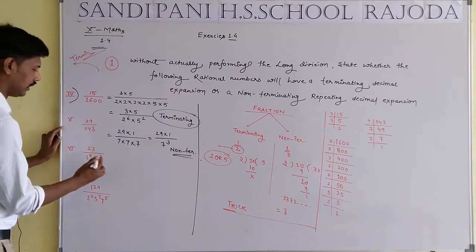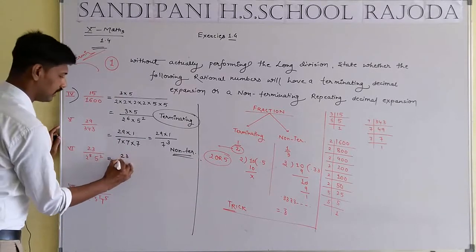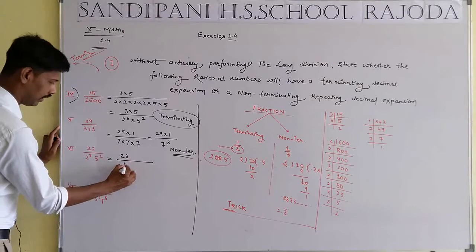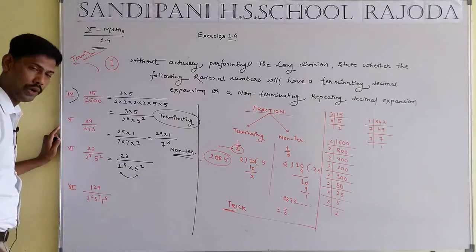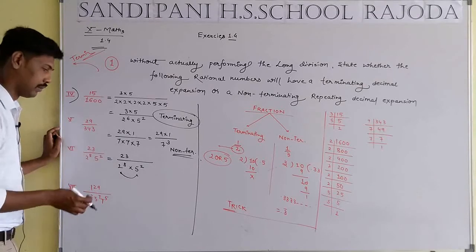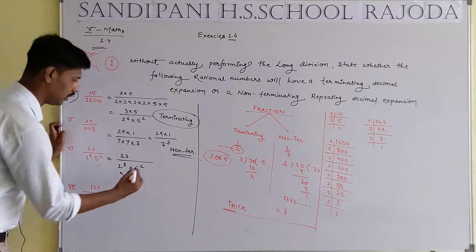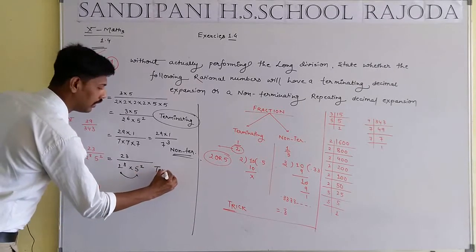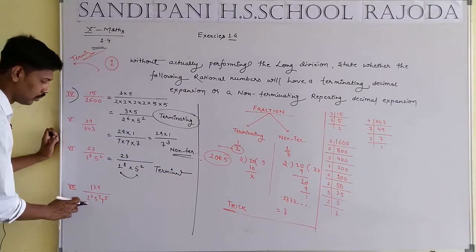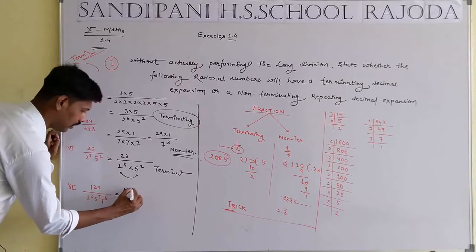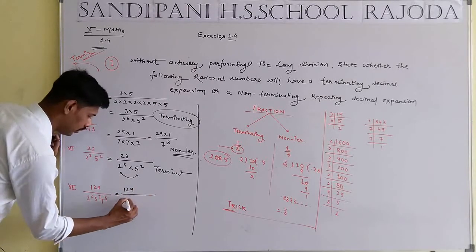Student, next question 23. 23 is a prime number, but 2 to the power 3 into 5 to the power 2, that means both factors are in the form of 2 and 5. Another number is not included, so it is known as terminating. Terminating.